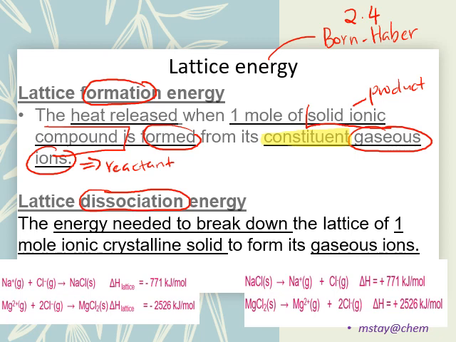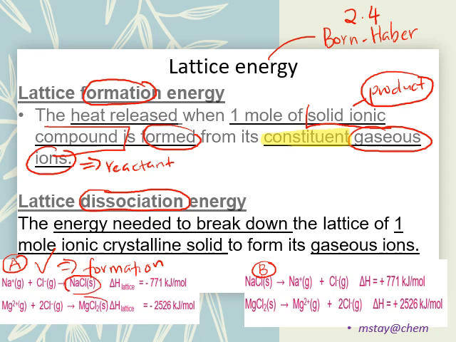Okay, and now you will notice that we have two groups of thermochemical equations. One group is group A, and another group is group B. Basically formation and dissociation are reverse reactions. Based on the definition for lattice formation, we know that the solid ionic compound is the product. So the thermochemical equations in group A refer to lattice formation, because the solid ionic compound is formed from its gaseous ions, Na+, Cl-, Mg2+, and Cl-.